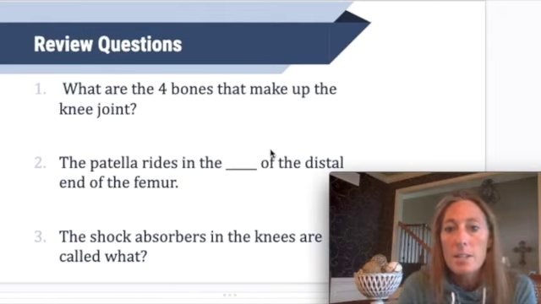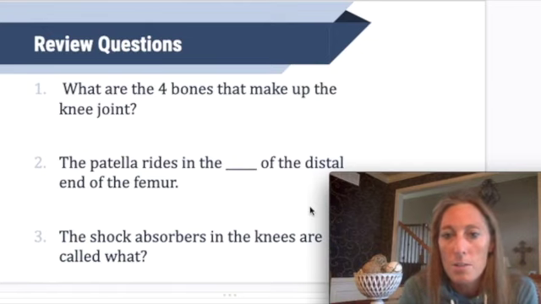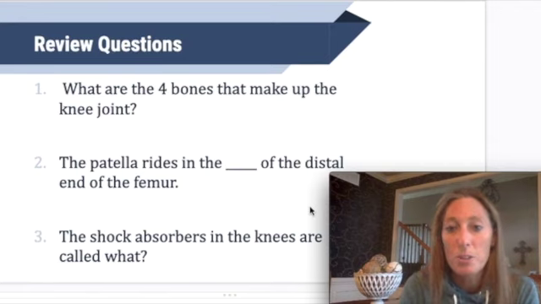The patella rides in the blank of the distal end of the femur. What is that called? It's a groove. What is that groove on the femur called? Hopefully you knew it, the trochlear groove.